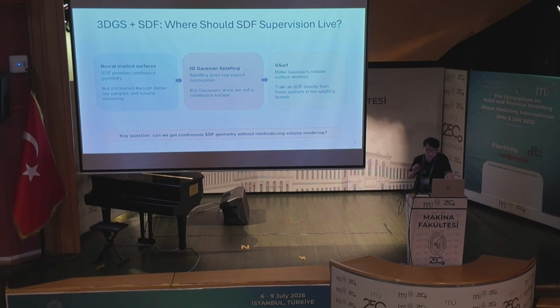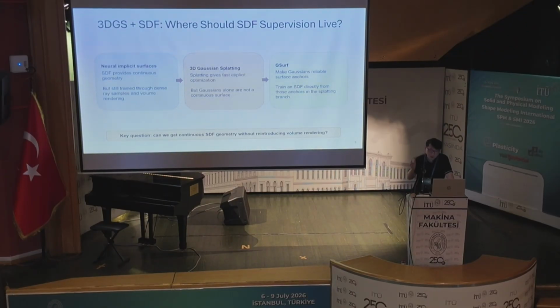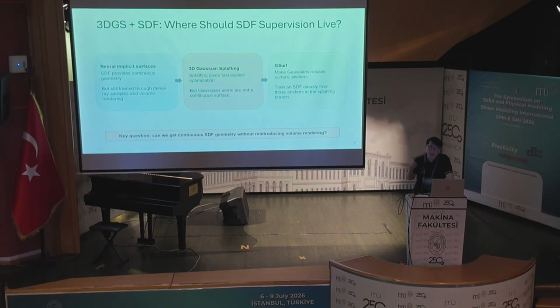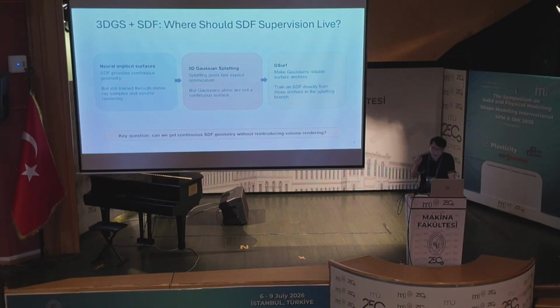Now we have two useful ideas. On one side, neural implicit surfaces give us a continuous SDF geometry, but they're slow because they rely on dense volume rendering. On the other side, Gaussian splatting is very fast, but the Gaussian primitives alone do not define a continuous surface. So the key question is, can we get continuous SDF geometry without reintroducing volume rendering? And GSurf actually answers this question by moving SDF supervision directly into the splatting branch.